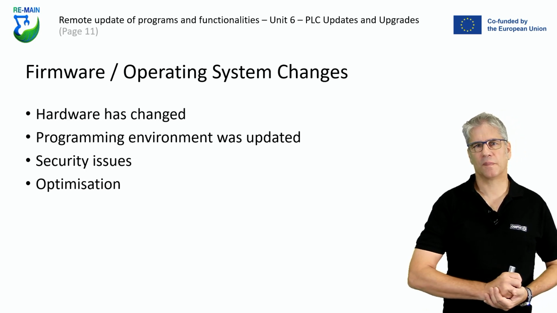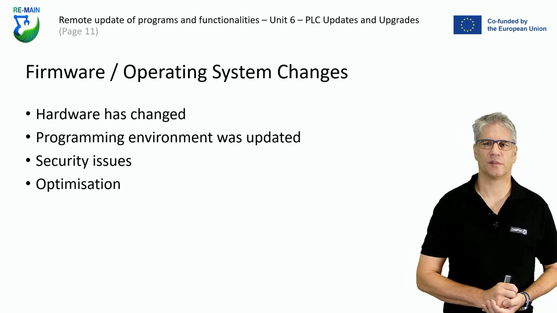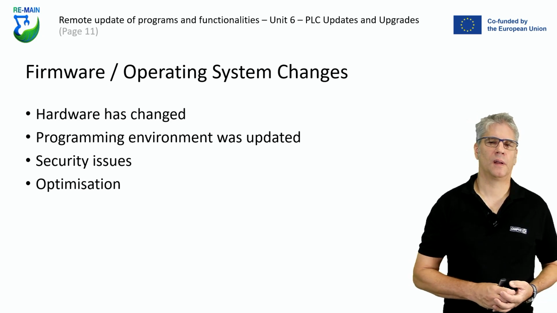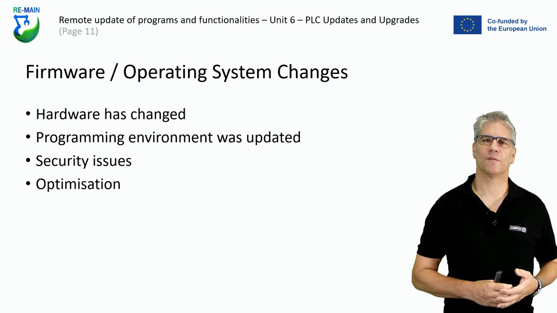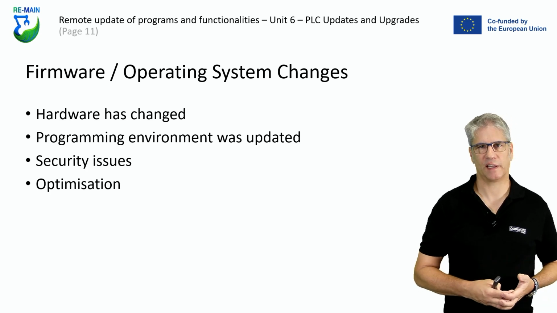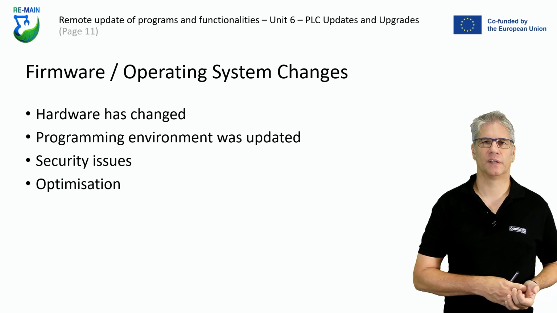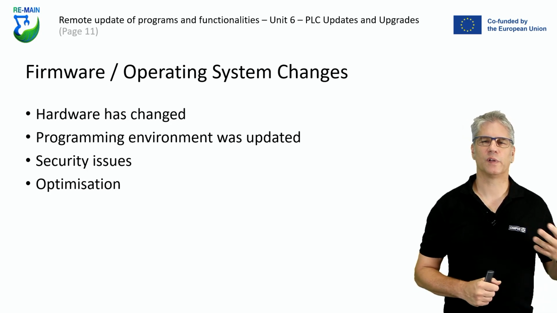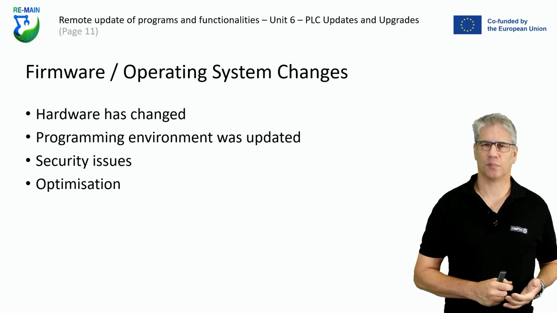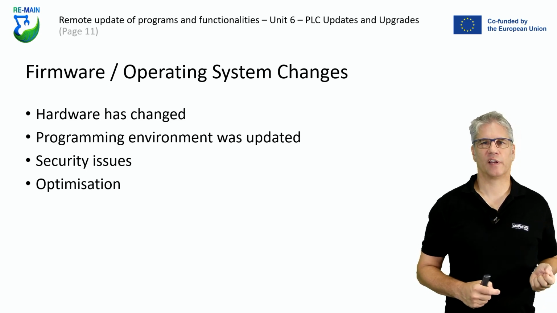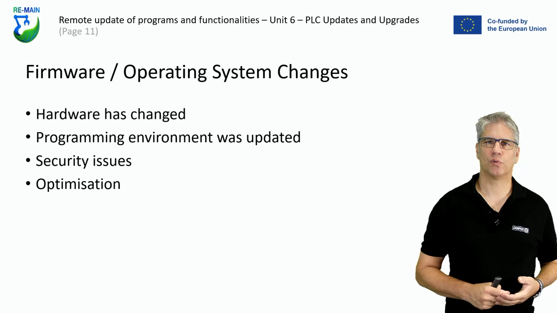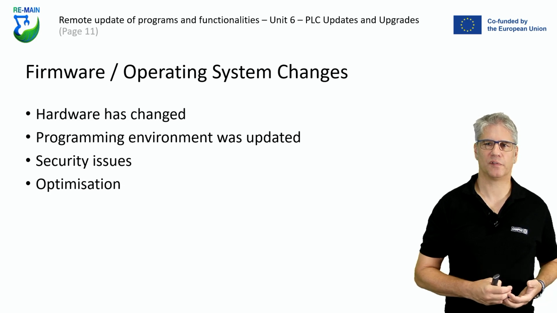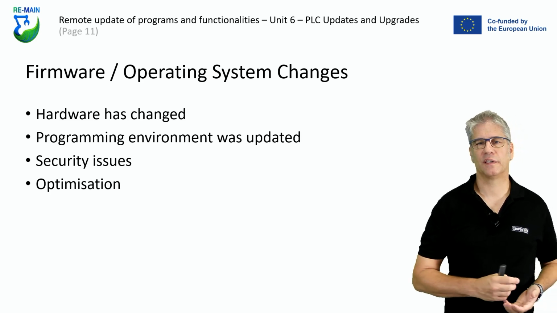And then a major issue is firmware and operating system changes. Why do we do that? If the hardware has changed, this is quite obvious, but it also can happen that the programming environment was updated, now supporting different functionalities that have not been available on the previous operating system. For example, when you consider Siemens, the switch to the TIA portal, Totally Integrated Automation portal, introduced new functionalities to remote setup, remote control, or cloud connect different PLCs, which means that they, of course, have to support this mechanism as well.